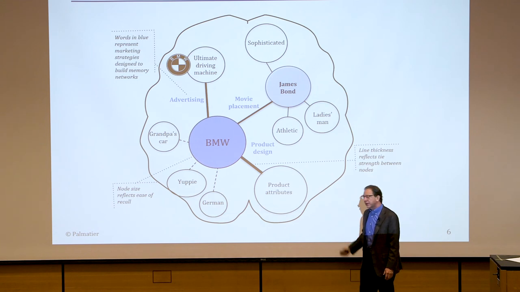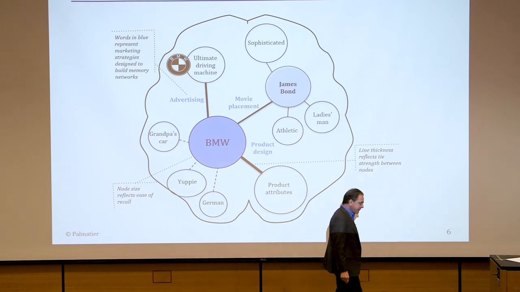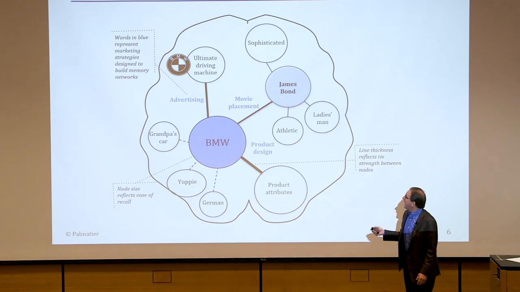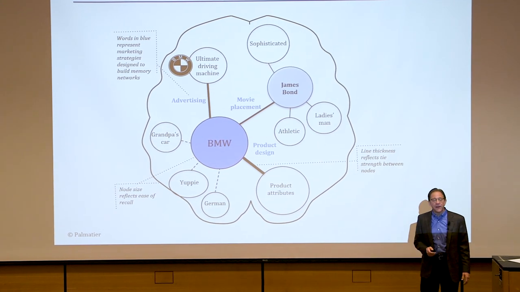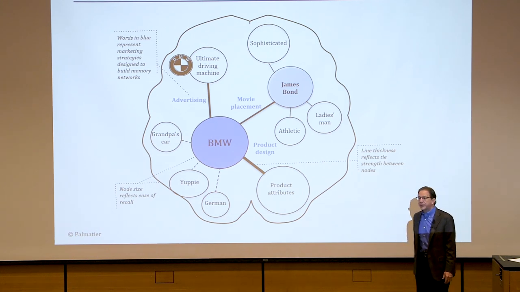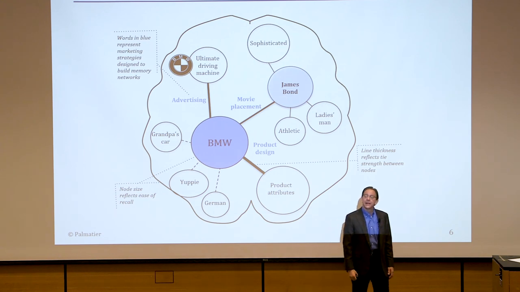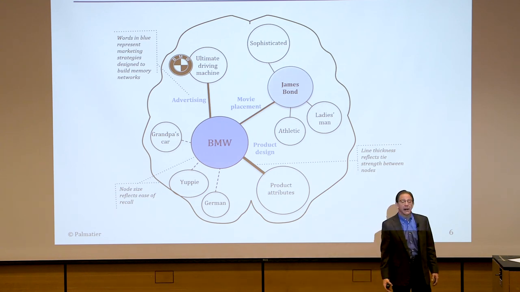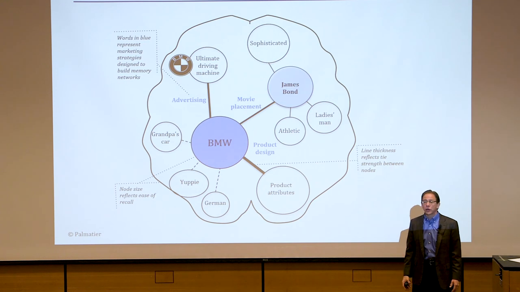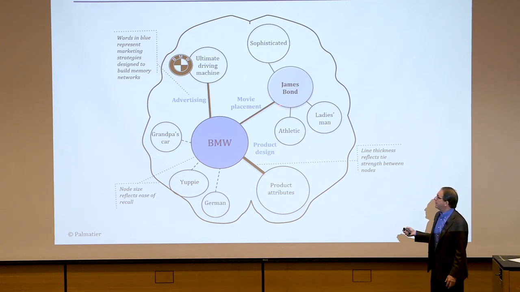Now, here's an interesting example. Let's talk about it. There was a movie placement, Skyfall, where BMW paid $25 million to the movie producers in order to have James Bond drive a BMW. Why did they pay that money? $25 million is a lot of money to have somebody just use a car. They probably gave him the cars for free also. Why did they do that movie placement?